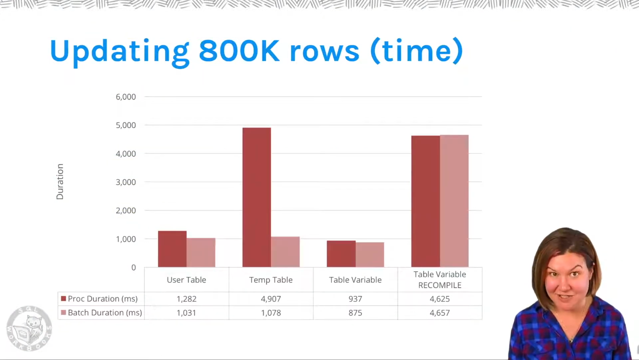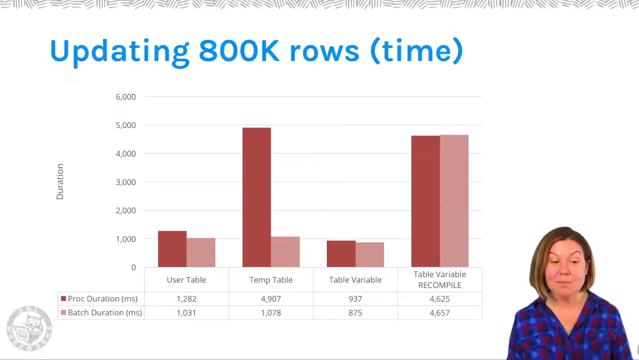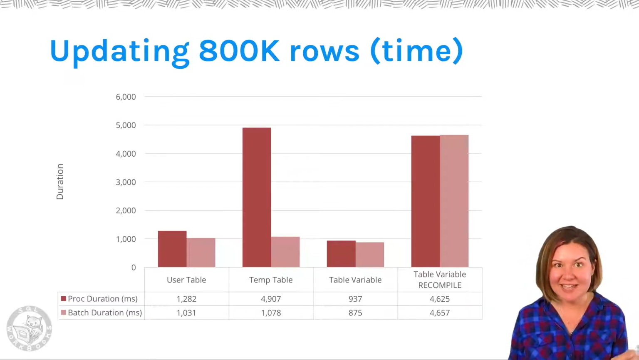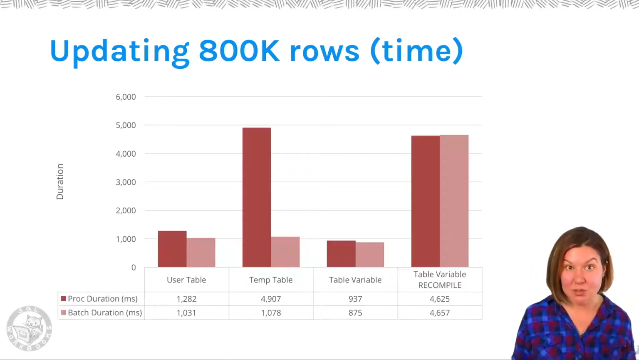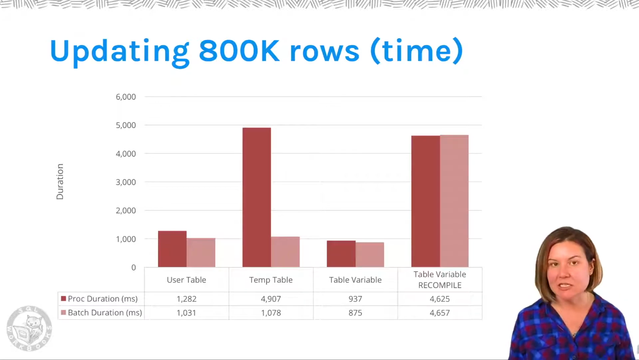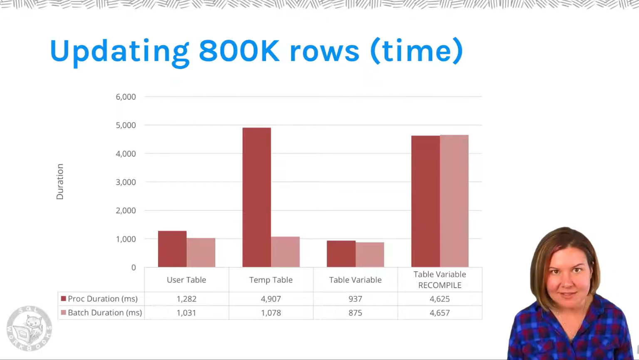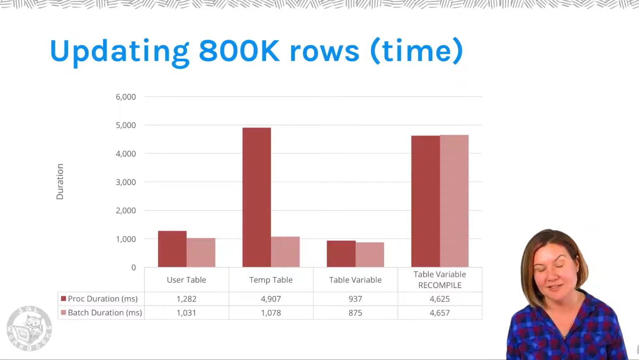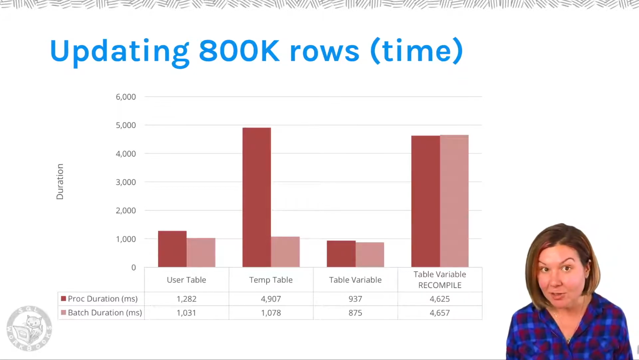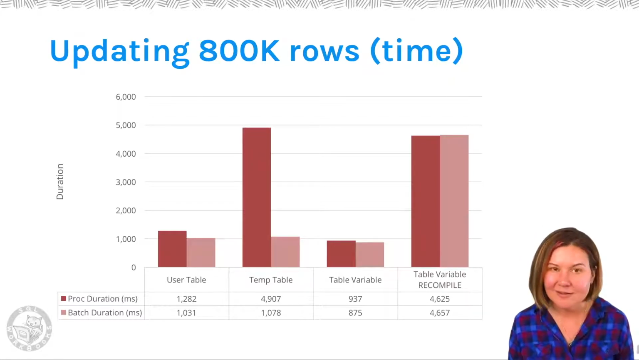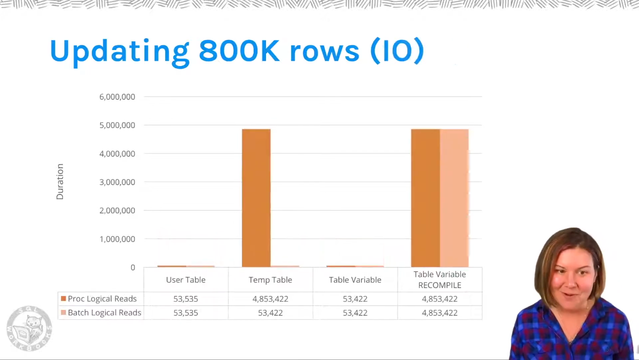Summing up our duration tests. This chart compares the duration for each of these different tests when they're in the context of a stored procedure and when they're in the context of a batch that isn't a stored procedure. The user table is always fast. The temp table is slow in the context of the stored procedure, but not in the context of the batch. The table variable is always fast, except if we use a recompile hint on the update, it is always slow.